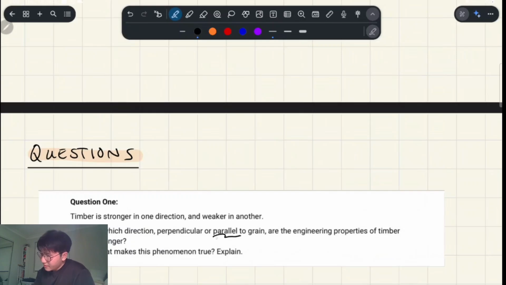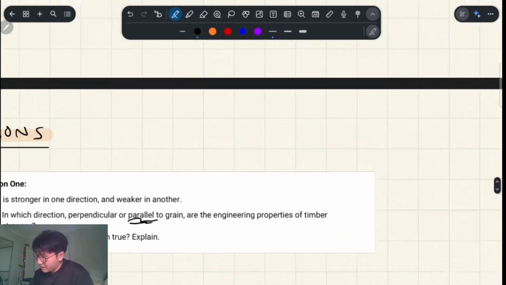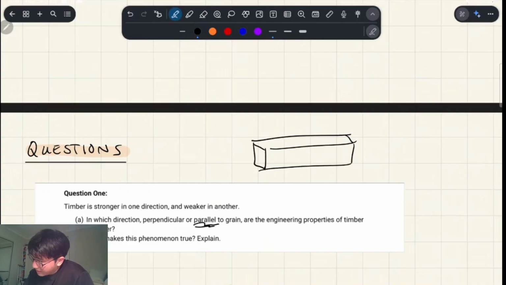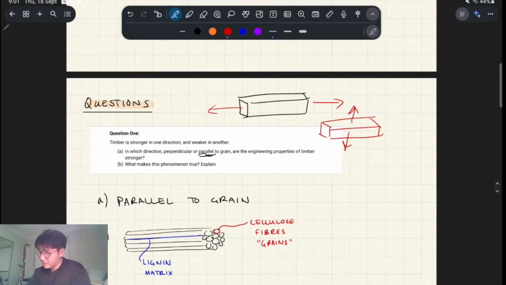So basically parallel to the grain, I'll show you in a drawing. I'll do a rectangular prism. So parallel to the grain, let's just say tension, right? Tension parallel to the grain is going to be stronger than tension perpendicular to grain, right? Because we're splitting the fibers apart, essentially, if we're doing perpendicular.